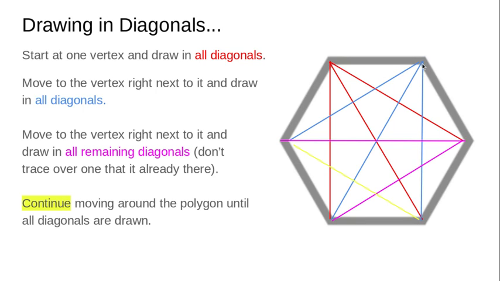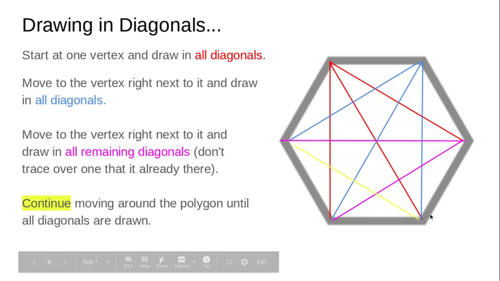Now, once you have left the 2 that were right next to each other, when you get to the next one, there should at least be one of the diagonals already drawn in there. That would be this red one right here. So we don't want to draw that one. It's already there. So draw in all of the remaining diagonals. So for me, that would be this one straight to the left, and then this one on the left angle.